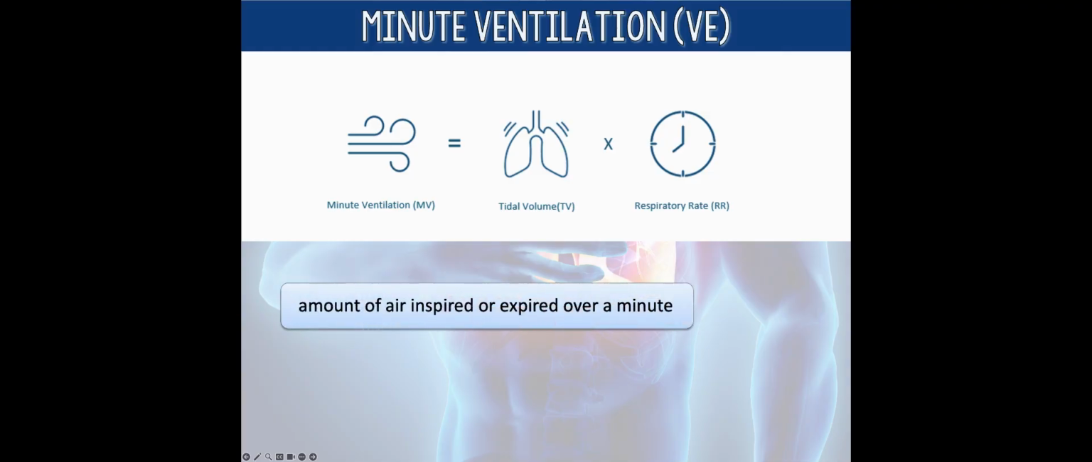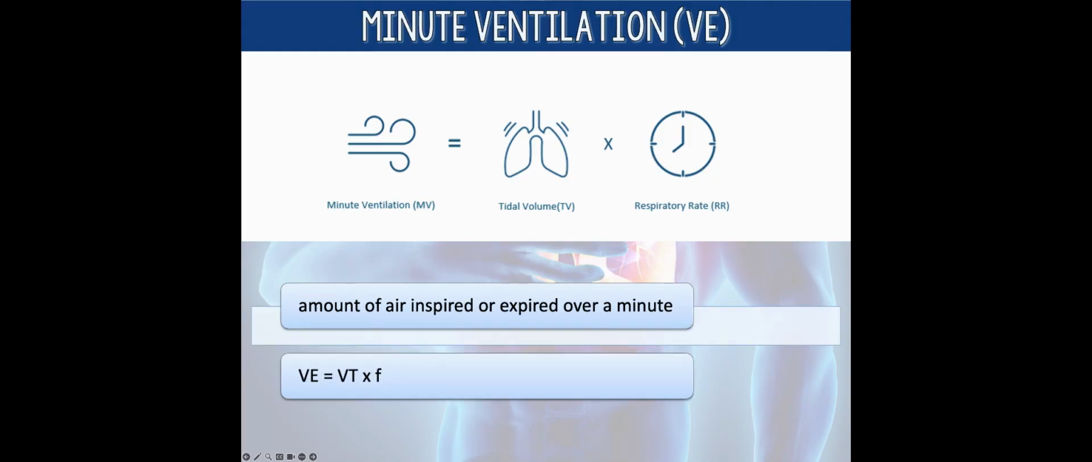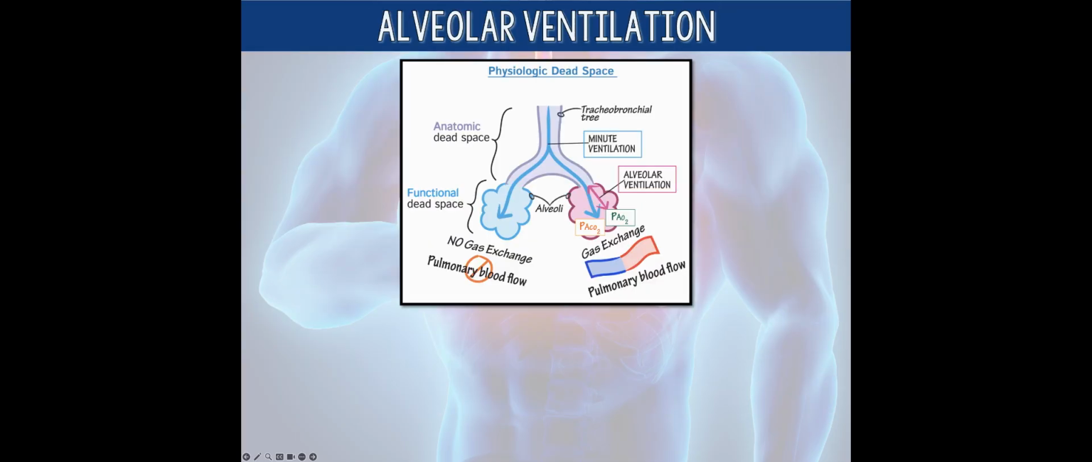Your minute ventilation is the amount of air that you breathe in or breathe out over a minute, and that is your tidal volume times your respiratory rate. Obviously, if either element goes up, like if your tidal volume goes up, or most likely your respiratory rate goes up or down, then it affects the amount of air that you breathe in or out over a minute. So that's just the formula for it.